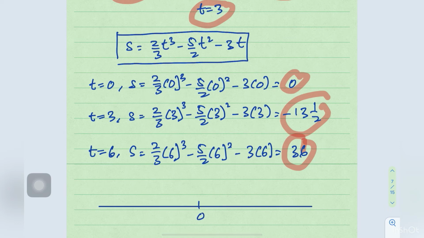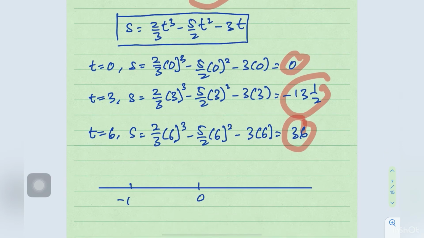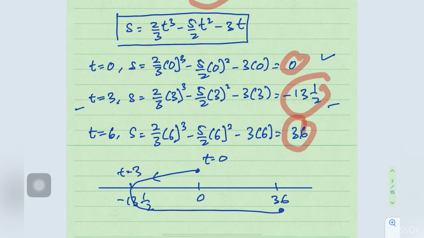Then we mark all these values of s on a number line. So 0, negative 13 and a half at the left, and 36 at the right. When t is 0, s is 0. When t is 3, s is negative 13 and a half. Here the particle changes direction, when t equals 3. When t equals 6, right here.